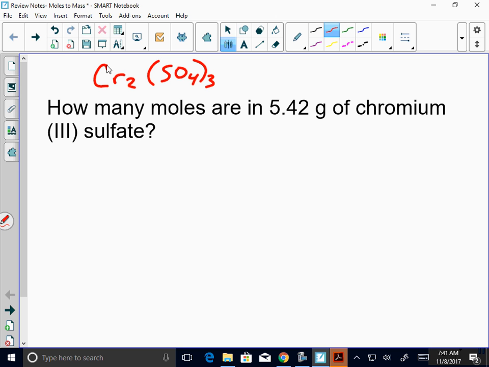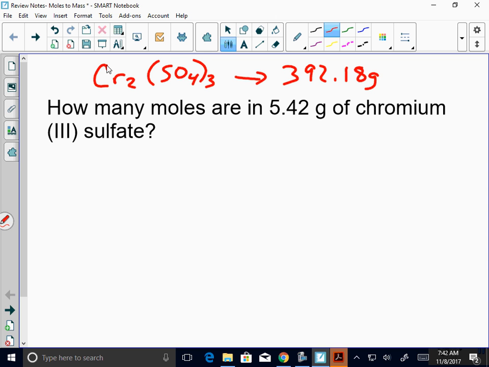Now some people, and like I said, I've been preaching and preaching, some people I'm already predicting are going to fail the rest of this stuff because they're not taking it serious how important naming formulas are. Now, if I look at chromium(III) sulfate, I came up with a molar mass of 392.18 grams.